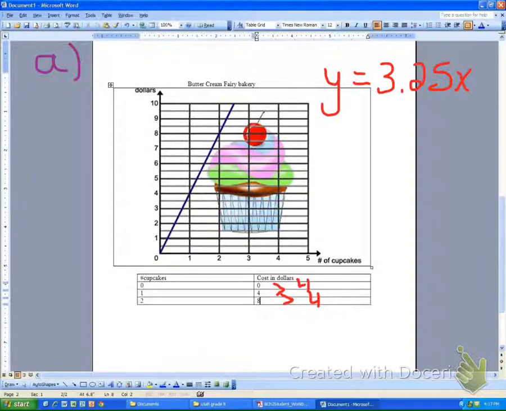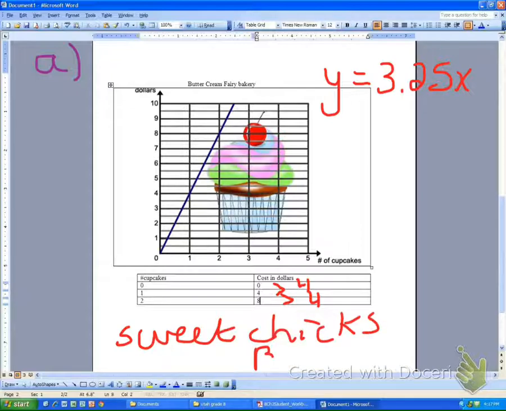Okay, so you should have on your paper the Sweet Chicks Bakery, and you should be able to tell me in class that it's because they only charge $3.25 per cupcake, while the other one charges $4 per cupcake.